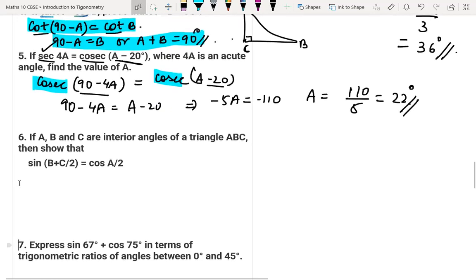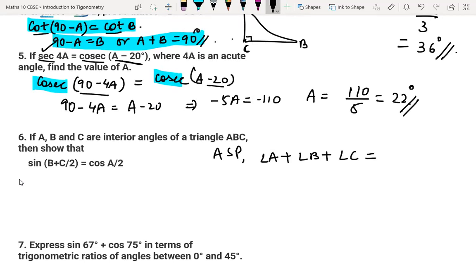Since the sum of angles of triangle ABC is 180 degrees, hence A plus B plus C equals 180 degrees. You are writing that interior angles. So as we know the angle sum property of a triangle, angle A plus angle B plus angle C is equal to 180 degrees. And angle B plus angle C equals 180 minus A. So see, in this question, what they are asking is, they are given that A, B, C are interior angles of triangle ABC. You know, children, in any triangle the sum of all the angles is equal to 180 degrees.